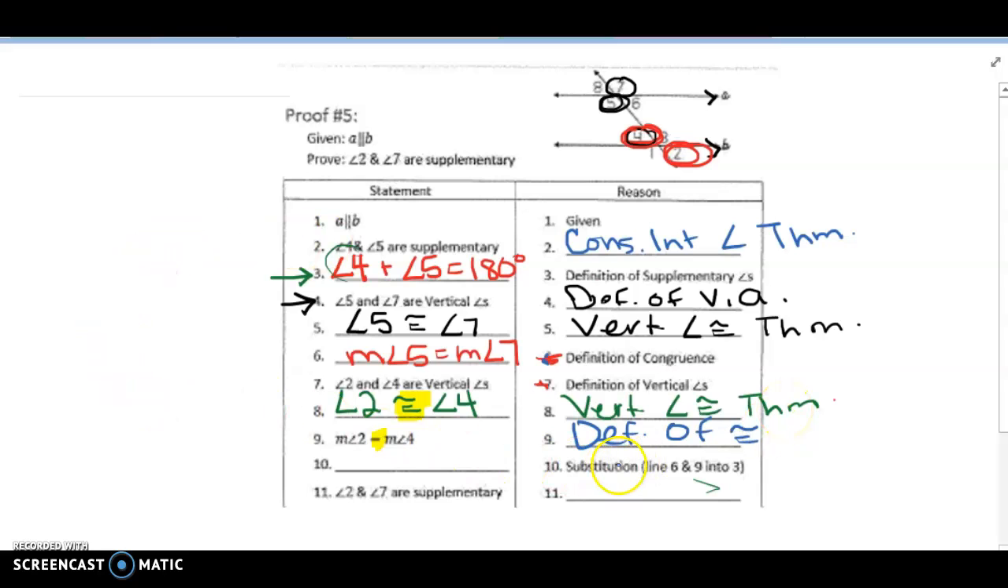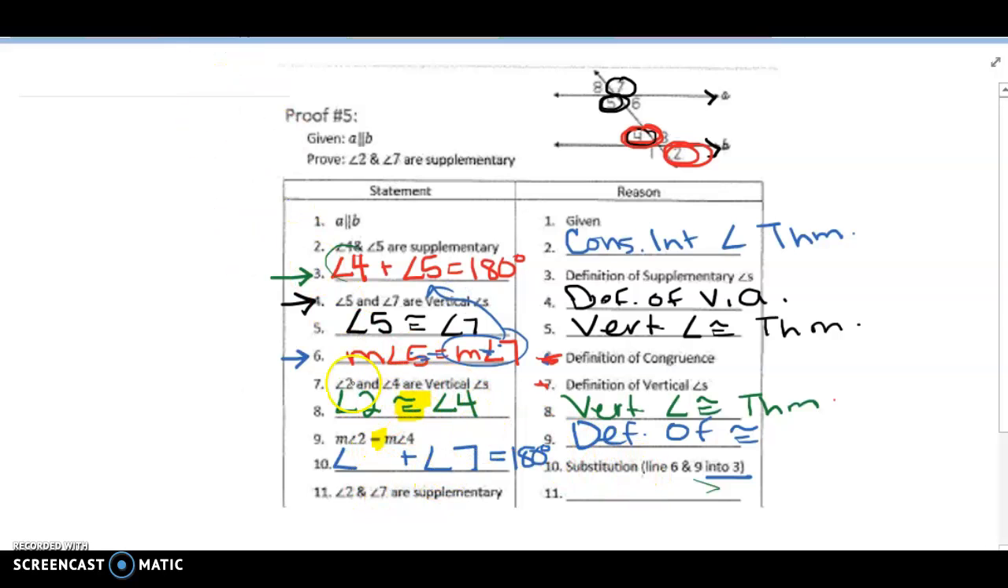All right, so number 10, we're going to use substitution, and we're going to substitute 6 and 9 into line 3. So I'm going to rewrite line 3, angle something plus angle something equals 180. Okay, I left the somethings there because we're going to substitute. All right, so 6 and 9. So if I look at line 6, I have angle 5 and angle 7 are the same, which means I can substitute angle 7 in for angle 5. So I'm going to put a 7 right there.